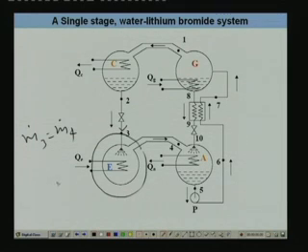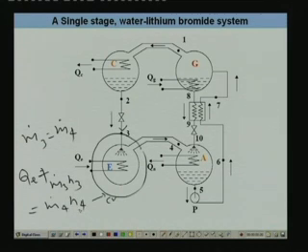Since it is steady state, whatever energy is entering must leave the control volume. This is our control volume. In this case the energy entering is QE plus m dot 3 into H3, and this should be equal to m dot 4 into H4. So this is the mass balance for the evaporator and this is the energy balance for the evaporator. Similarly, you take a control volume across the absorber and again apply mass and energy balance. Similarly, you take a control volume across each component and apply mass and energy balance, and you arrive at a set of equations. Now let me show the equations.